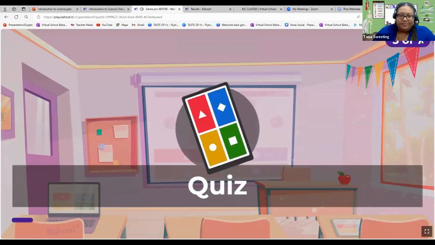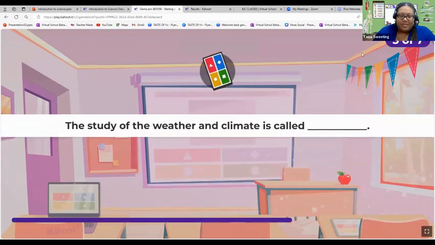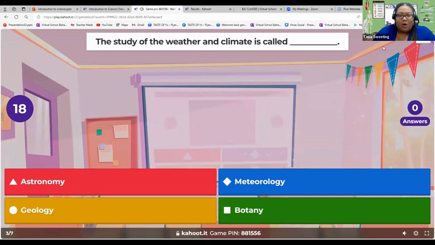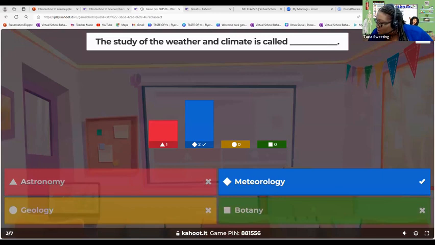Next one. The study of the weather and climate is called what? Those persons that just joined, if you are able to get into the game, good afternoon. You are more than welcome to still join. All right, so the study of the weather and climate is called meteorology. Meteorology, all right?